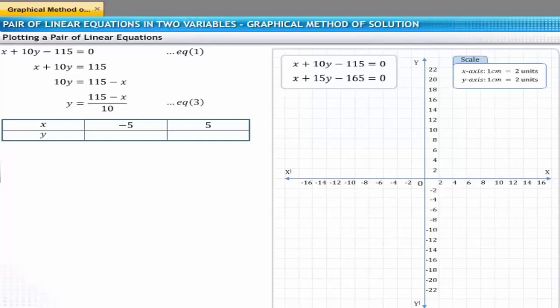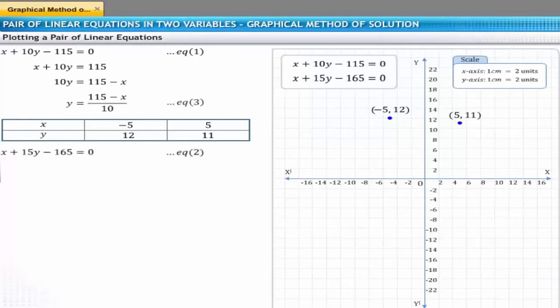Let's substitute -5 for x in the equation and solve it. The value obtained for y is 12. So the first ordered pair is (-5, 12). Next, we'll substitute 5 for x and solve the equation. The value obtained for y is 11. Hence, the second ordered pair is (5, 11). The two ordered pairs for equation 1 are (-5, 12) and (5, 11).